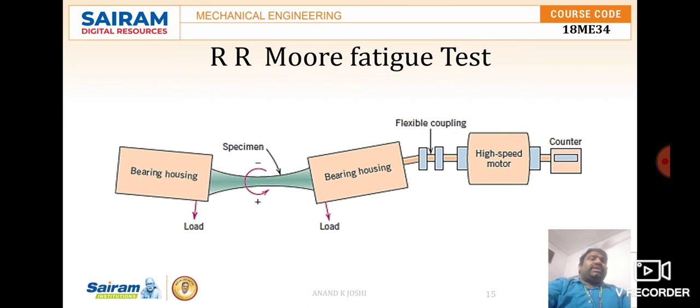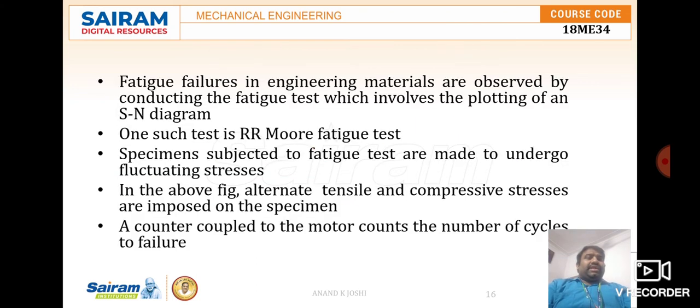This is about the method of conducting the R.R. Moore fatigue test. I hope you understood this concept. I will discuss some more slides in the next video.